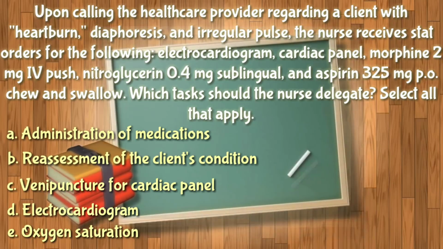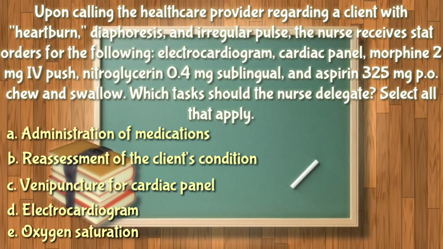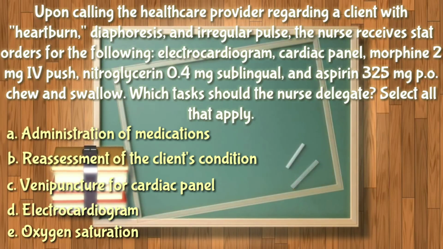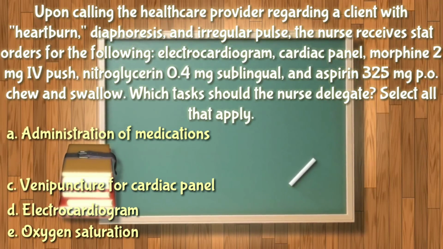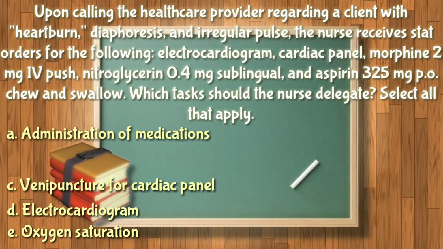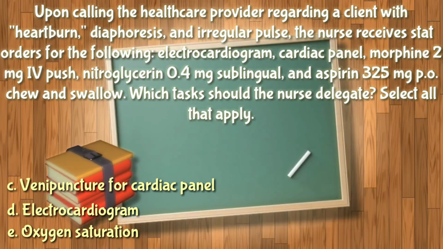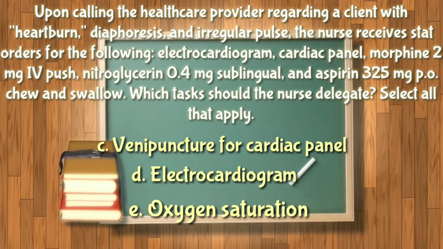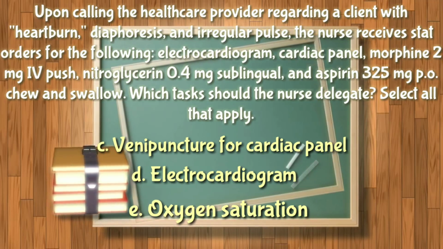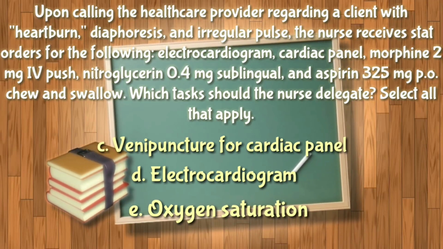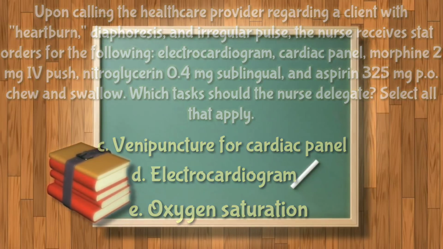In this problem, we need to think carefully which among the following can be delegated. As I have said, assessment cannot be delegated, so letter B is incorrect. The nurse caring for the client should administer the medication and continue to assess the client. So giving medication cannot be delegated. So the final answer is letter C, D, and E. The nurse should delegate the venipuncture, electrocardiogram, and oxygen saturation to nursing unit staff or ancillary personnel. So that is the final answer.